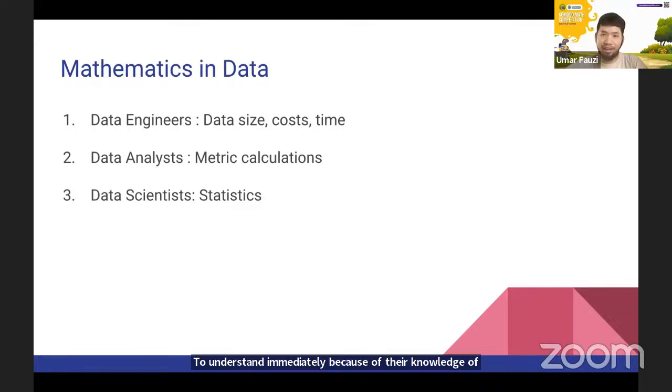So yeah, the other two, data engineers and data analysts, actually need only high school math. As long as you're really good at high school math, you can probably make it. But data scientists, no, it's not enough. You need to go way further if you want to be a good data scientist. Okay, so these are the 3 branches of data and how they use math.